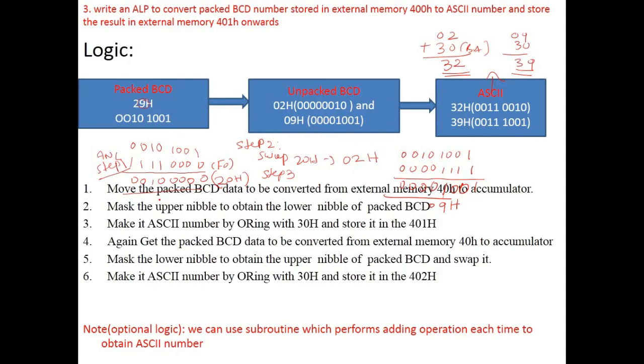See here, the condition given in this program is to write an ALP to convert the packed BCD number stored in the external memory location 400H to an ASCII number and store the result in external memory location 401H onwards. Okay, so what is the first step here? First we need to move the packed BCD data to be converted from the external memory location 400H to the accumulator, right?